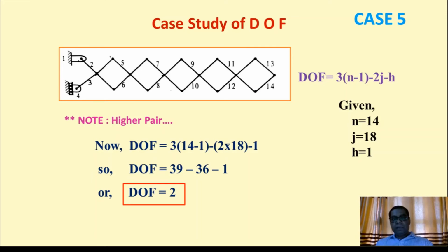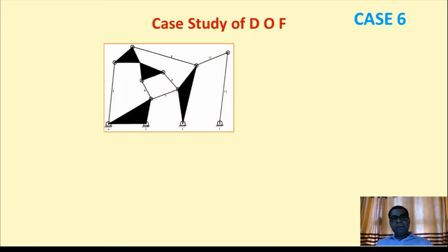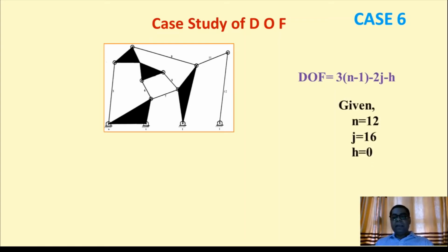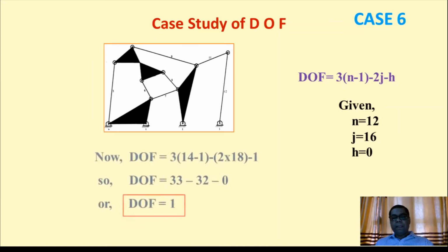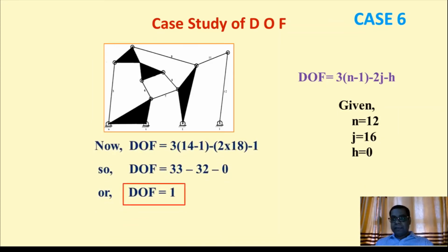We proceed forward to the next problem, that is problem number 6. Here, in this type of mechanism, it is a very simple mechanism. There are several binary and ternary links present. So 4 ternary and the others are binary links. So the degree of freedom over here, in absence of any higher pair, is equal to 1 once again.